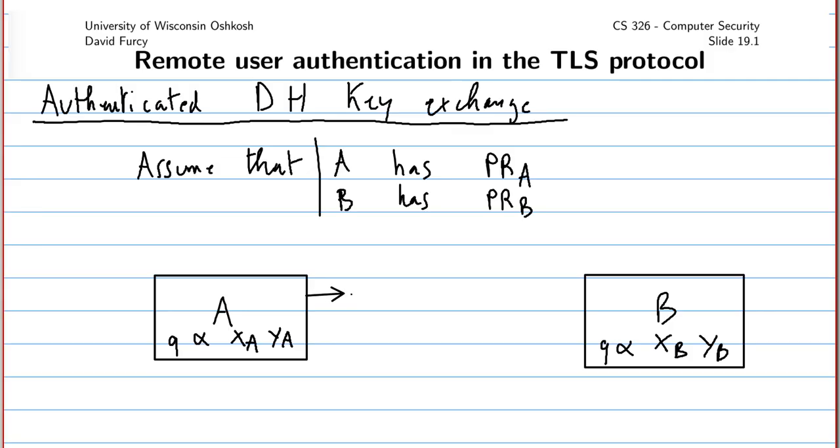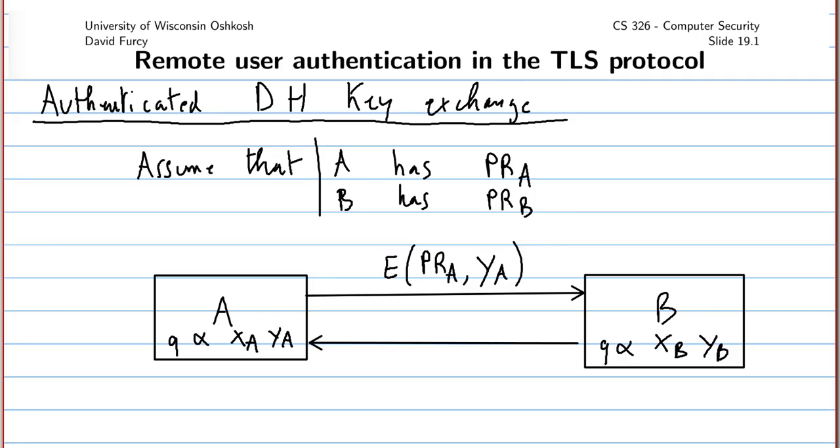And so what that means is that Alice is going to send to Bob not just her y value, but the encrypted version of it. And to authenticate herself, she's going to use a private key. And similarly, Bob, when he's going to send his y sub b value to Alice, is first going to sign it with his private key. So this is a simple way where Alice and Bob can authenticate each other while doing a Diffie-Hellman key exchange.